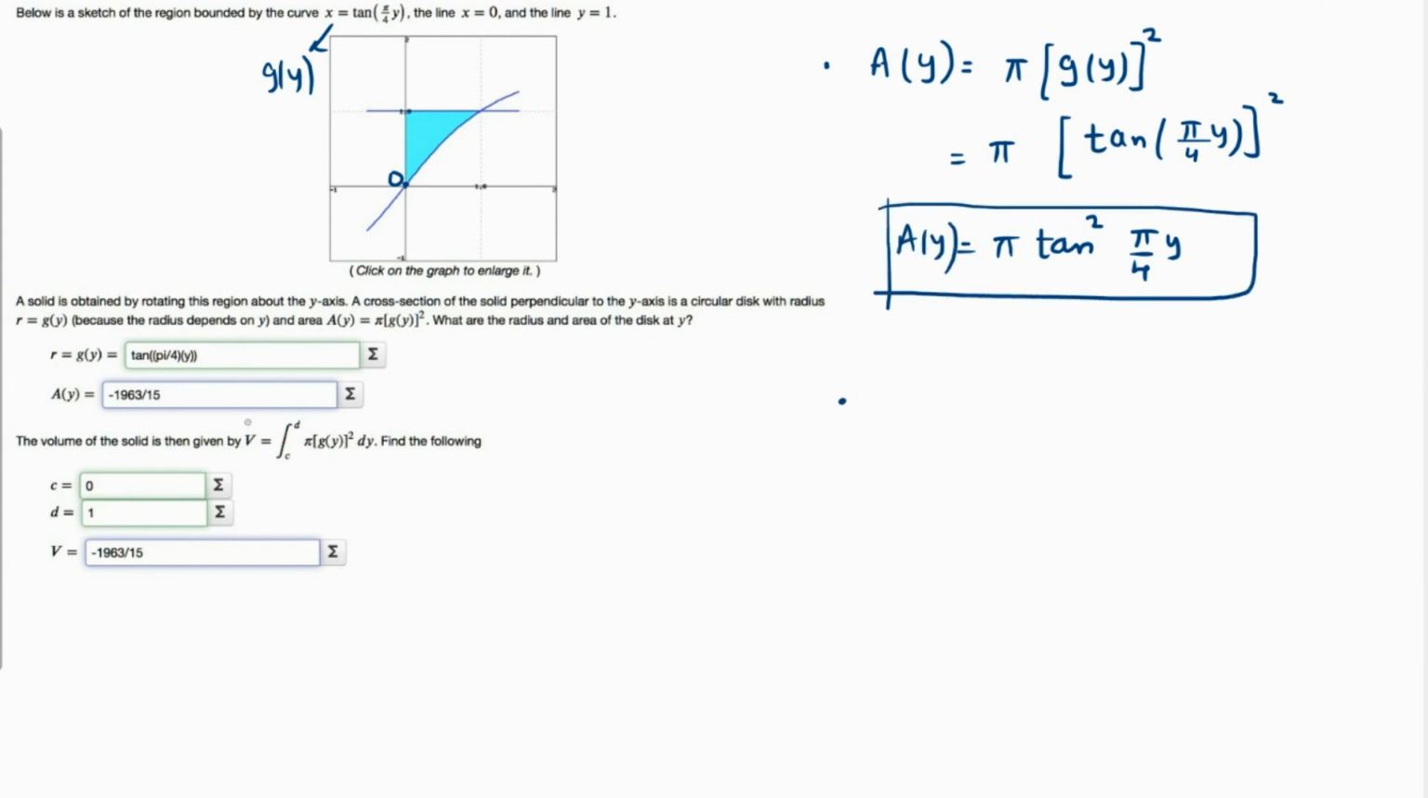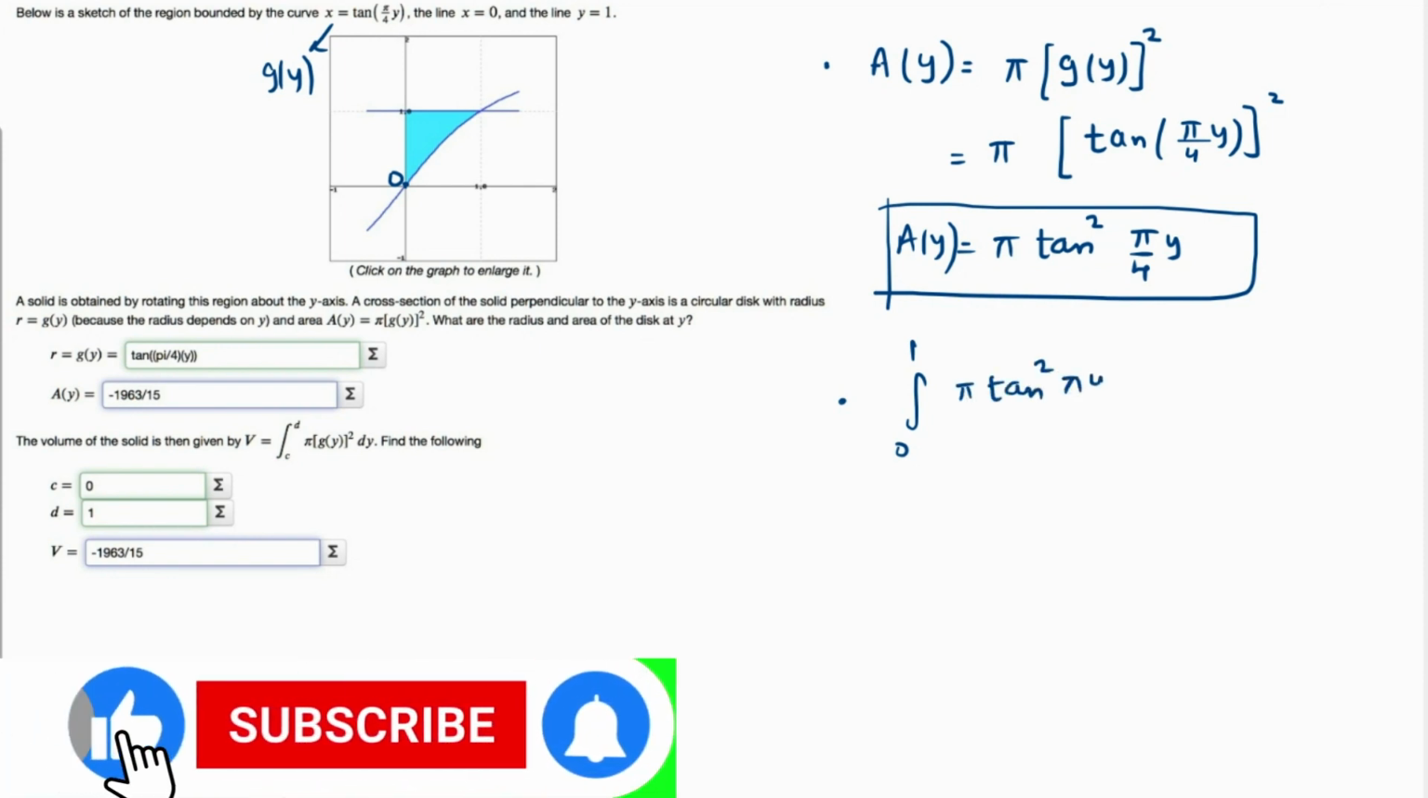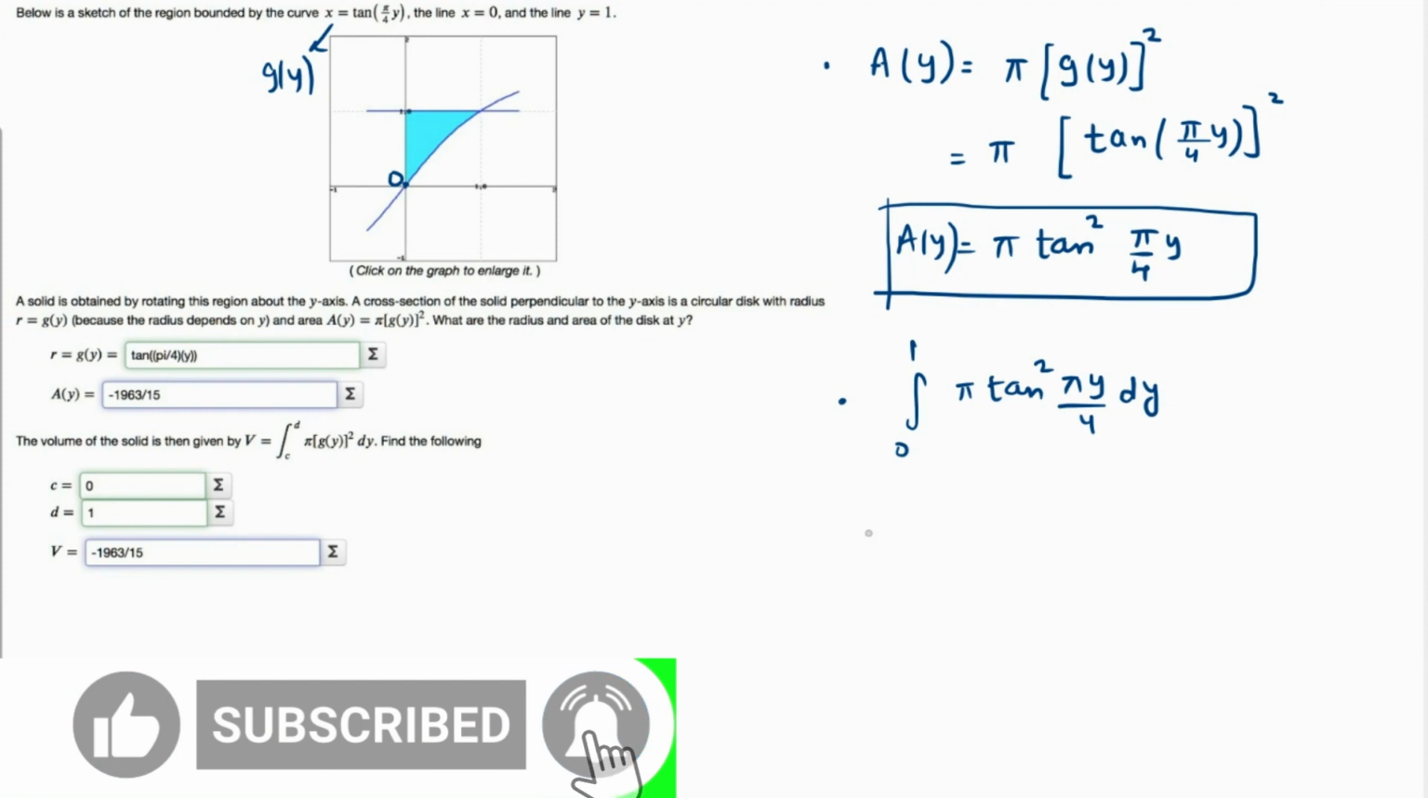And now we are interested in finding the volume, and the volume is the integration within the limits of c to d, where c is 0 and d is 1. So c is 0 here, d is 1 here. So that will be pi g(y) squared, which is this. So that will be pi times tan squared of pi y over 4 dy. This is the required volume.